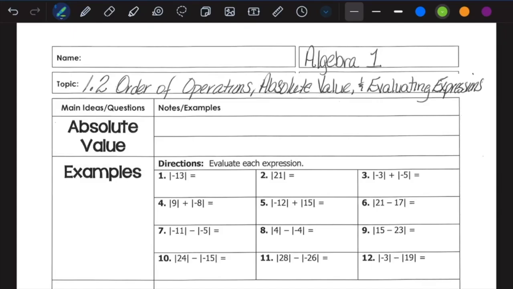Welcome everyone to Algebra 1, Section 1.2. Today we're going to be talking about order of operations, absolute value, and evaluating expressions.